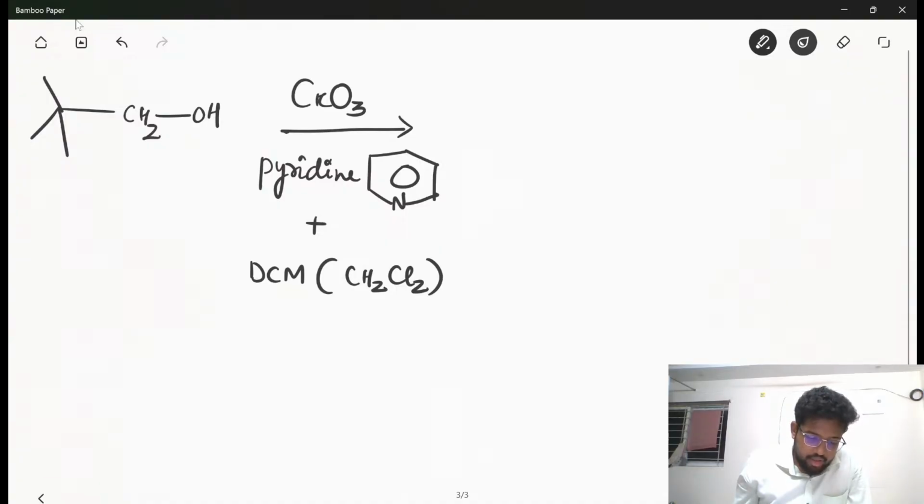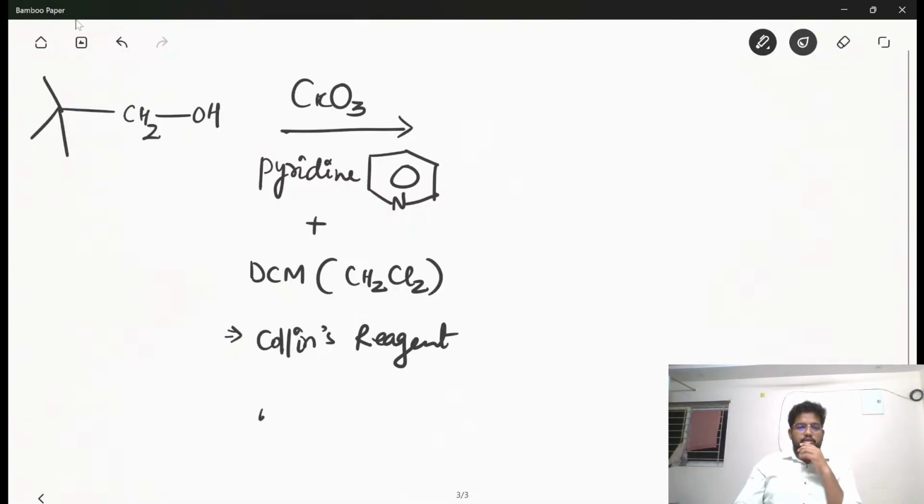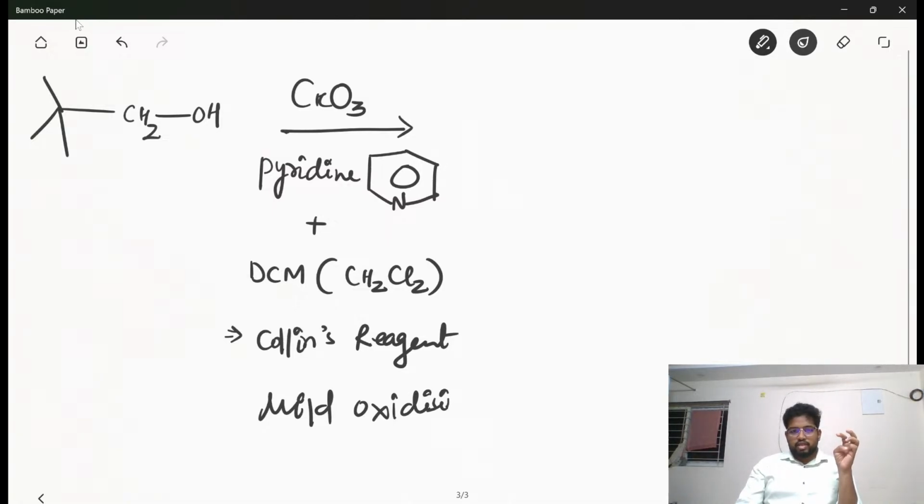So tell me, what is the name of this reagent? Do you remember? Is it a strong oxidizing agent or is it a mild oxidizing agent? Do you know what is the name of this reagent? Collins reagent. So this Collins reagent is also a mild oxidizing agent. So you know what is Collins reagent. Now what does this Collins reagent do?